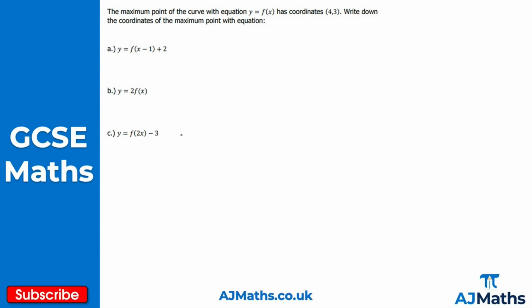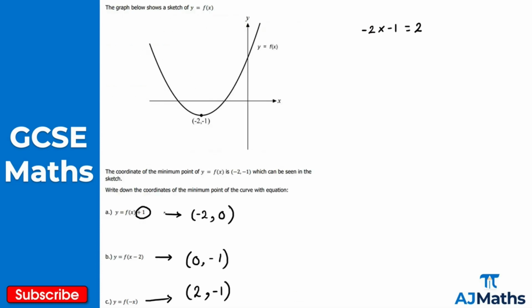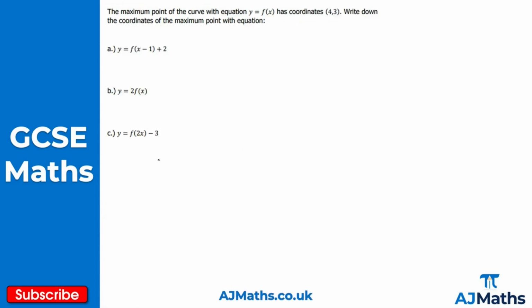So what do we do here? Well, if we start with part A first, I've got 2 parts to consider. We've got this +2 on the outside, and this x minus 1 inside the bracket. If we start with the +2 first, remember, just like we saw with this example, that tells us what we need to add to the y coordinate. So we need to add 2 here. So the y coordinate will become 5. If it's 4, 3 to start with, add 2 to the y coordinate, that will be 5.